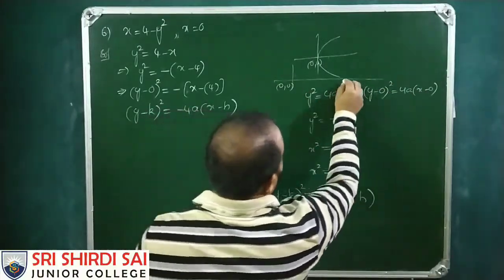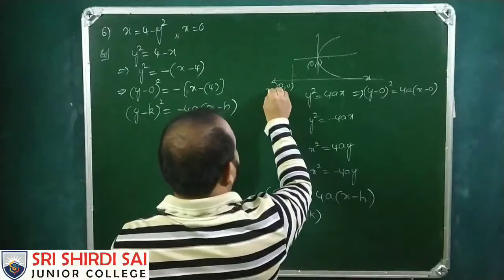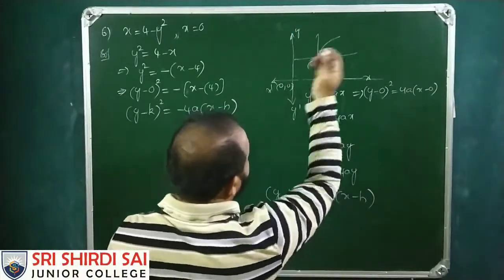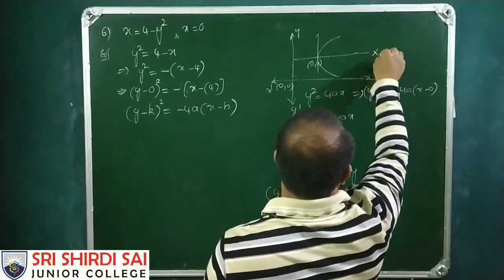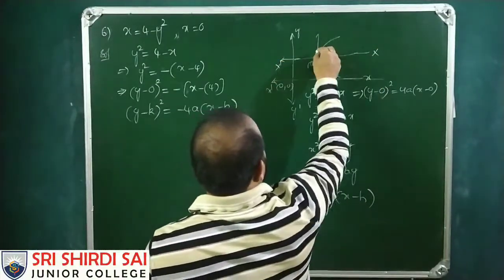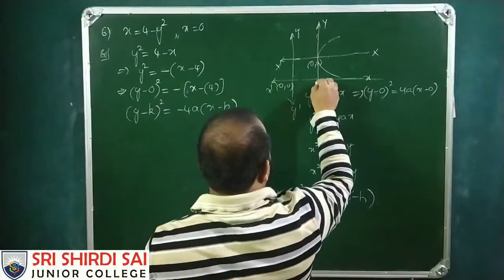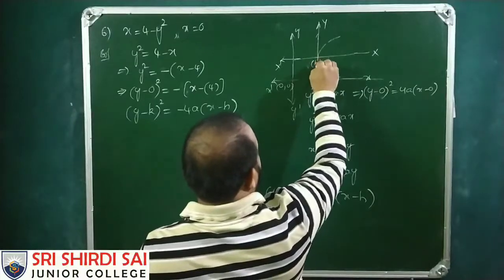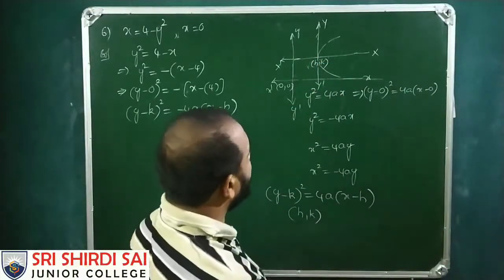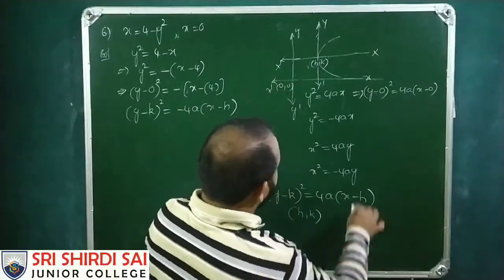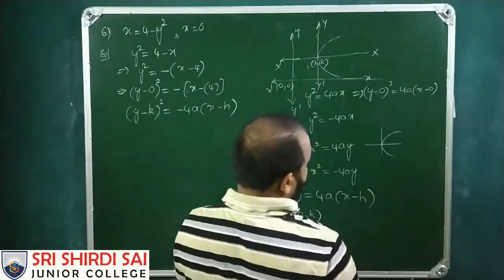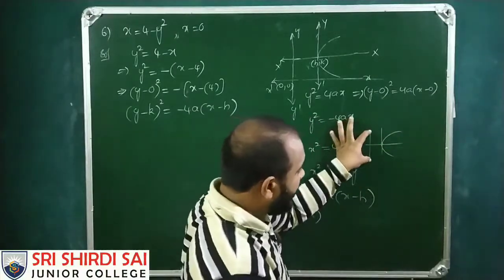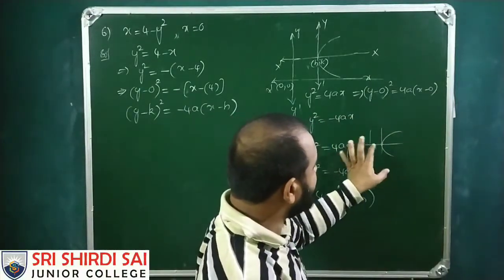This is 0 0, this is x x dash, y y dash. Here shifting of origin is done, so capital X x dash, capital Y y dash. Therefore this is not 0 0, this is h comma k. So for this parabola, x equals a.